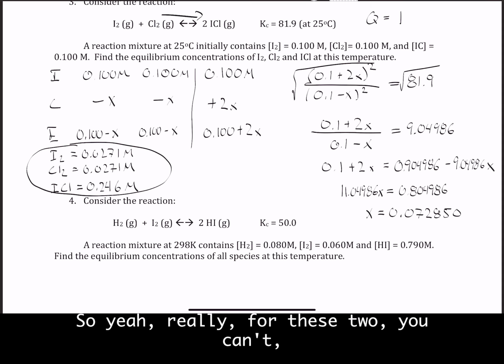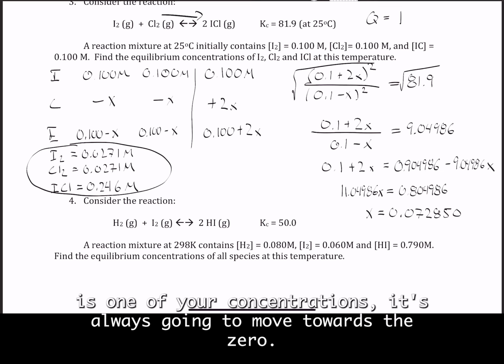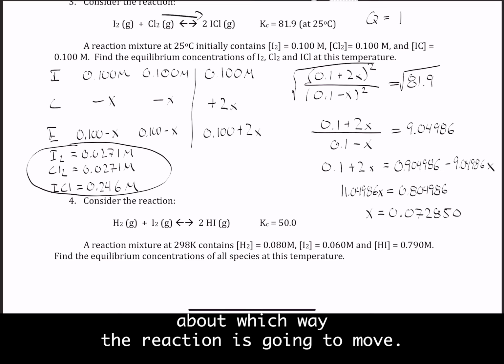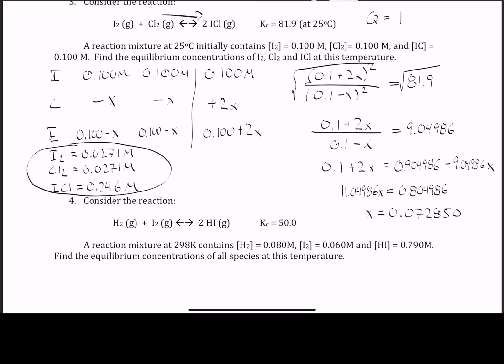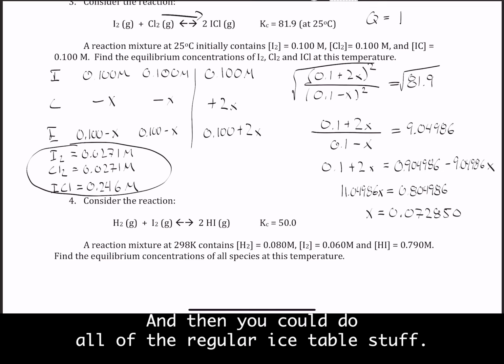So yeah, really for these two, if you don't have a zero, right? If you have a zero as one of your concentrations, it's always going to move towards the zero. If you don't have a zero, you can't really make any assumptions about which way the reaction is going to move. And so you need to calculate Q, figure out which way the reaction is going to shift, and then you could do all of the regular ice table stuff.